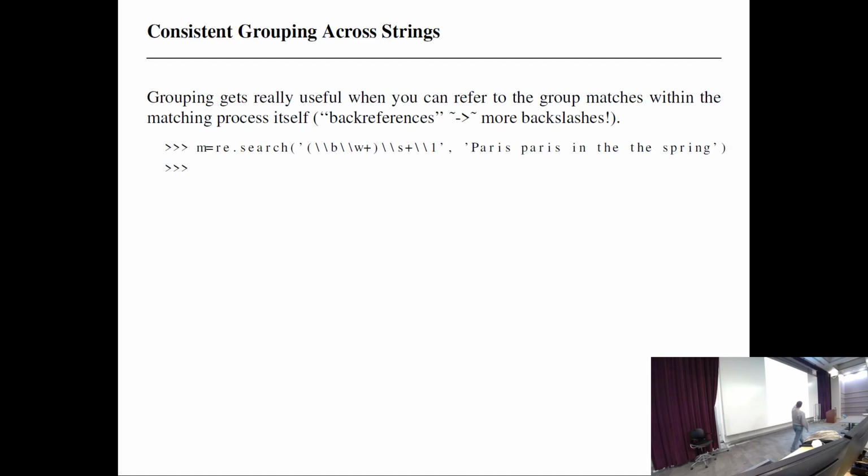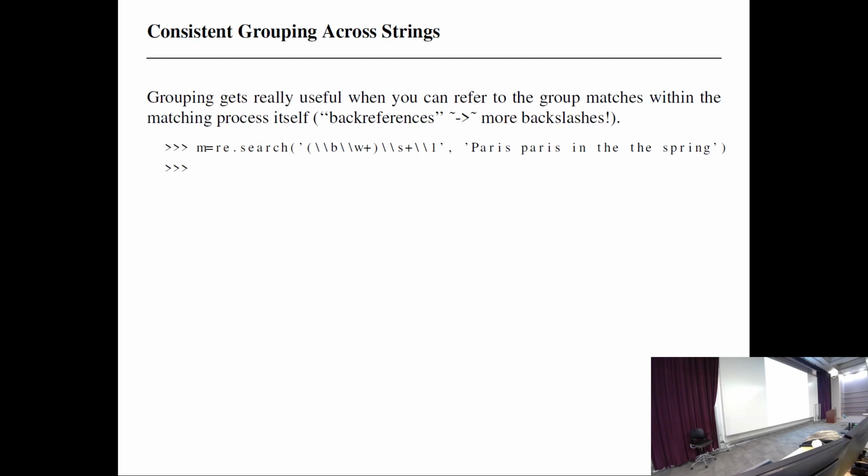Here's my target string, Paris, Paris in the spring. My search expression is grouped: a backslash b, which you recall is a word boundary, so beginning of word, followed by one or more word characters, followed by one or more spaces, followed by a backslash backslash 1. Now that backslash backslash 1 in the Python string is really backslash 1 to the pattern matching engine. And backslash 1 is a back reference. It says, whatever comes here needs to be the same as what you found in the first grouping.